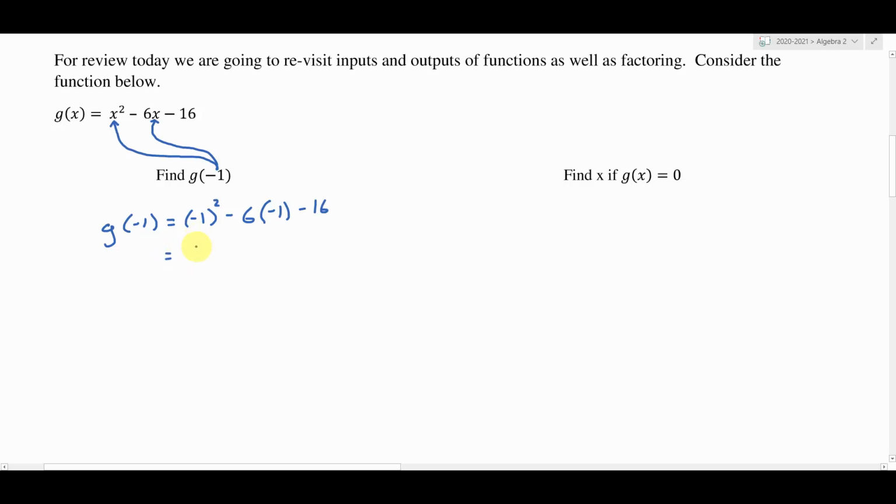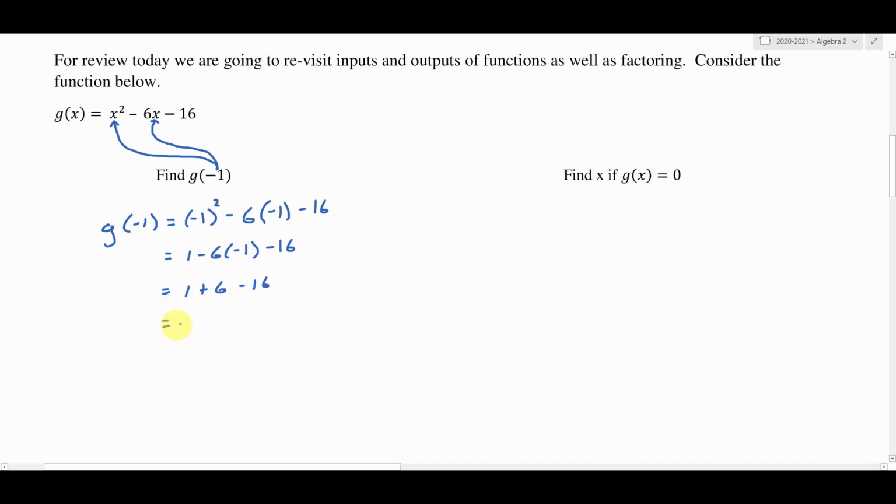Okay, so the first thing is parentheses, but the only thing that we have in parentheses are the negative ones, so there's no way to simplify anything in the parentheses. So the next thing we look for are exponents, and we do have an exponent here, so we're going to do negative 1 squared. And negative 1 times negative 1 is a positive 1. So we have 1 minus 6 times negative 1 minus 16. And then we start looking for opportunities for multiplication and division. So there is a multiplication here with this minus 6 and a minus 1. So it's a negative times a negative, which is going to turn into a positive. So this will turn into 1 plus 6 minus 16.